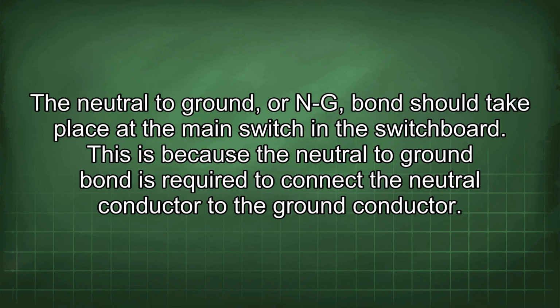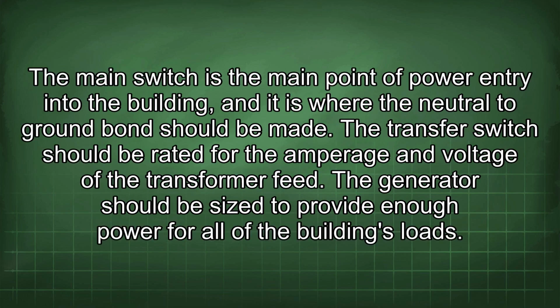The neutral to ground, or NG, bond should take place at the main switch in the switchboard. This is because the neutral to ground bond is required to connect the neutral conductor to the ground conductor. The main switch is the main point of power entry into the building, and it is where the neutral to ground bond should be made.